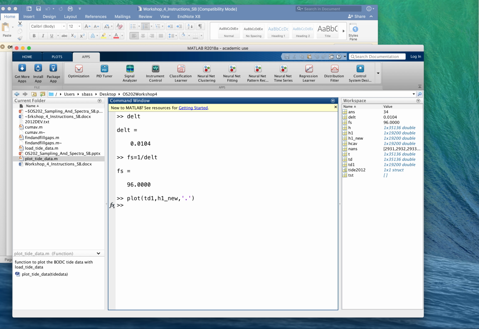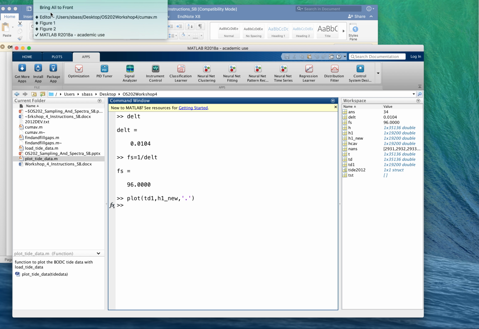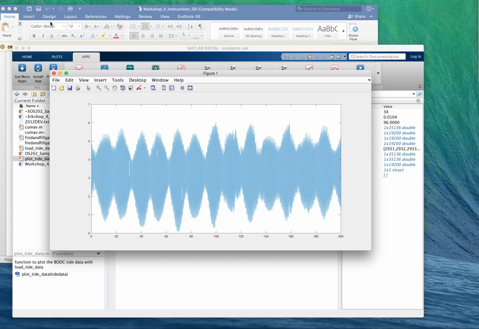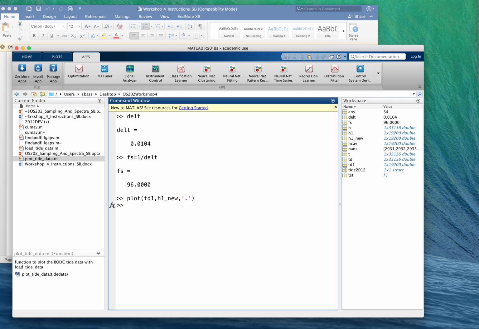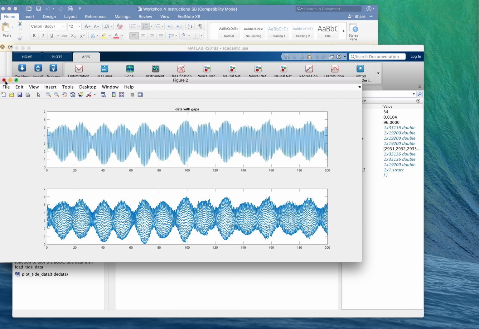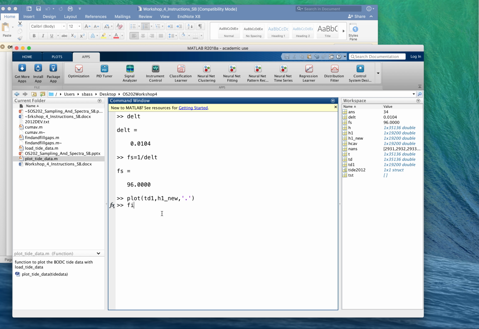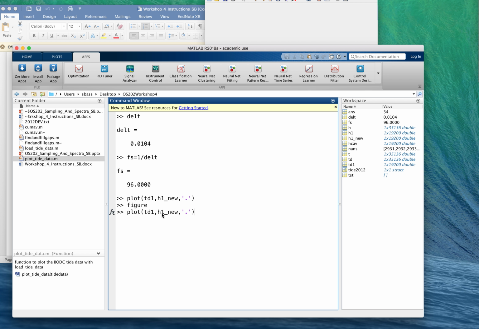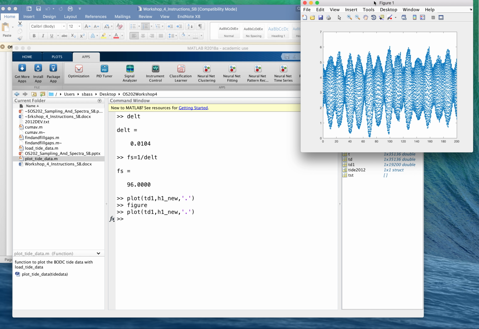I don't know where the figure is. That's the one with the gaps. Okay, so it's coming out here. It's at the bottom. Okay, I'll just generate a new figure and plot that one again. Okay, so this is with the data points in it.